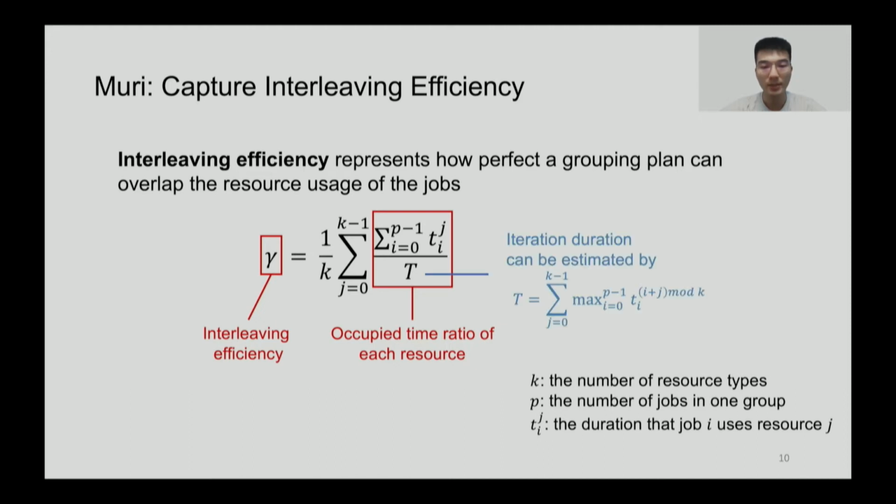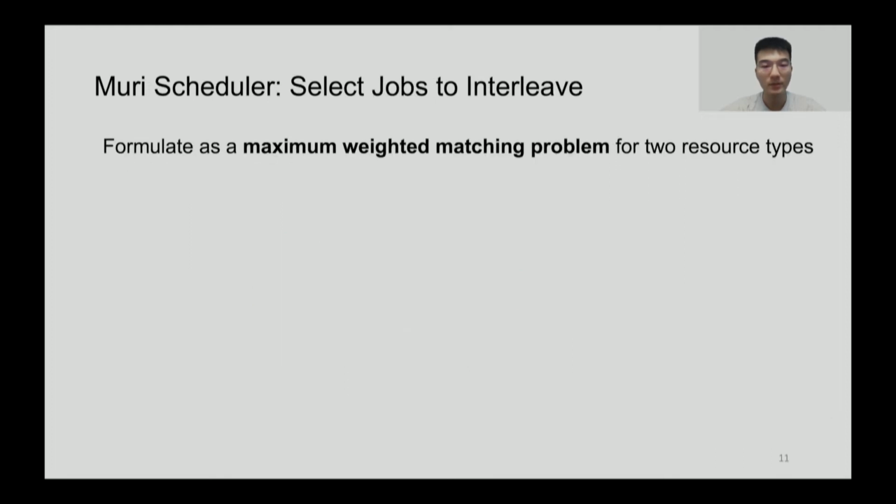The iteration duration can be estimated by adding the maximum duration of concurrent stages of interleaved jobs, as shown in the blue equation. Given some jobs, the Muri scheduler groups these jobs so that the interleaving efficiency of the entire grouping plan is maximized for higher resource utilization, along with shorter job completion time. First, let's consider a simplified problem in which at most 2 jobs can be grouped. We can formulate this problem as a maximum weighted matching problem.